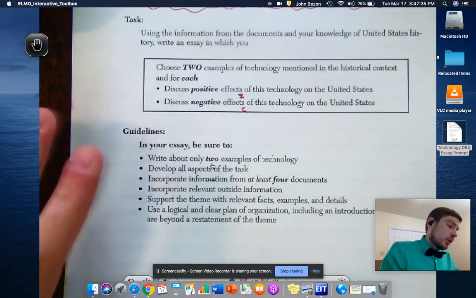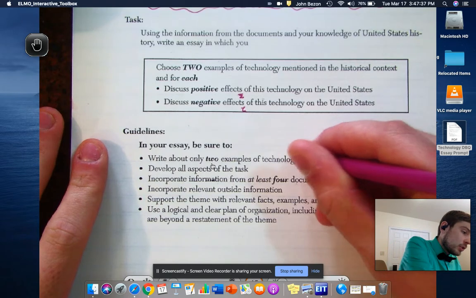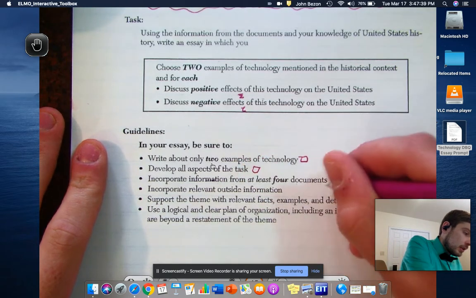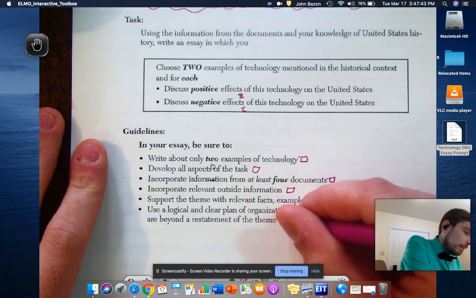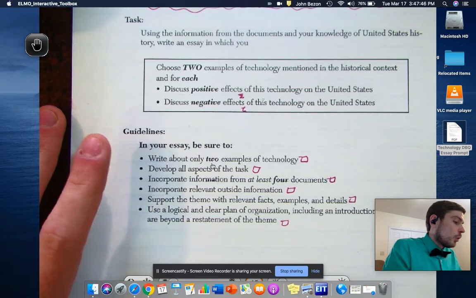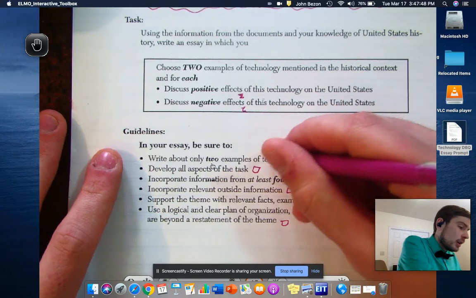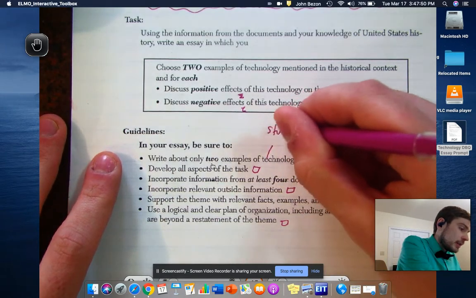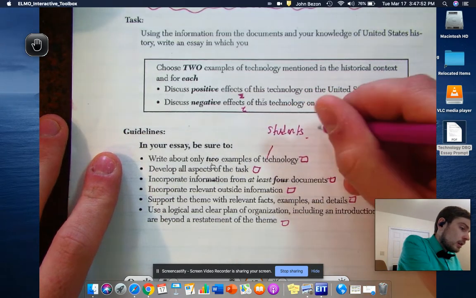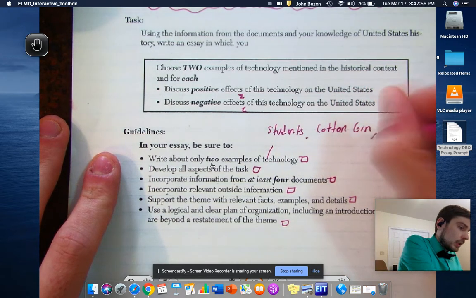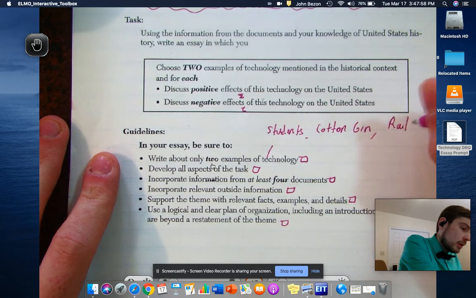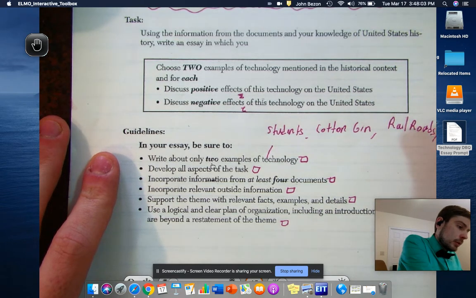Guidelines are below. These are all things that I always say you should turn into a checklist. You make little boxes. It says write about only 2 examples of technology. All right, for you students, it's going to be the cotton gin, railroads, nuclear power.